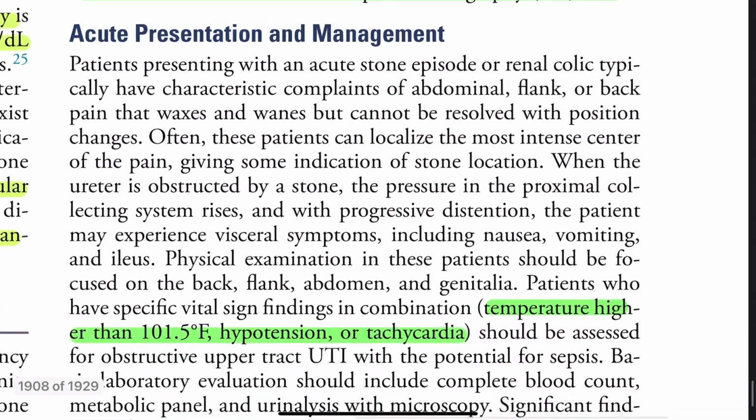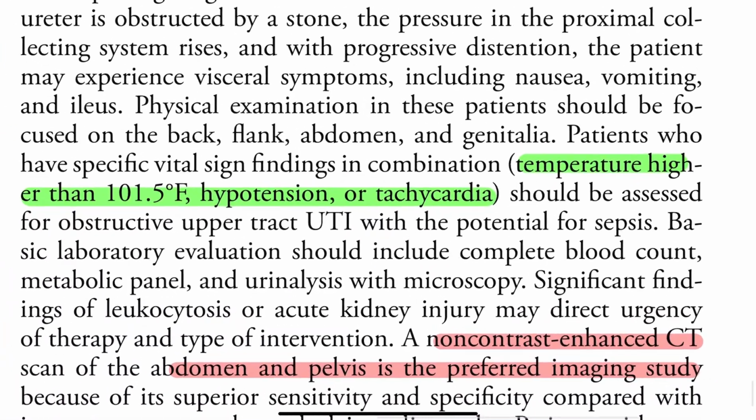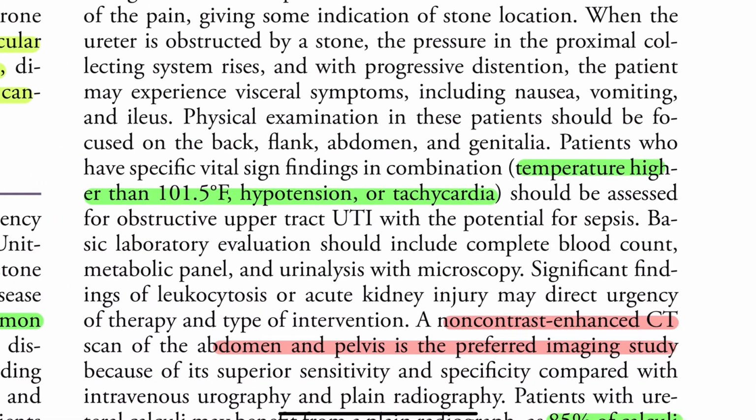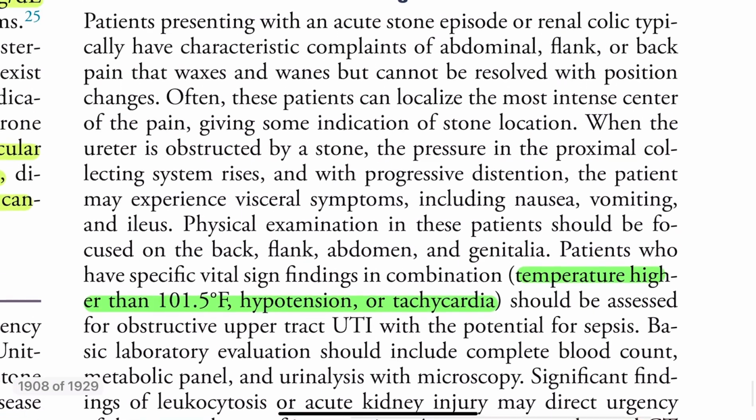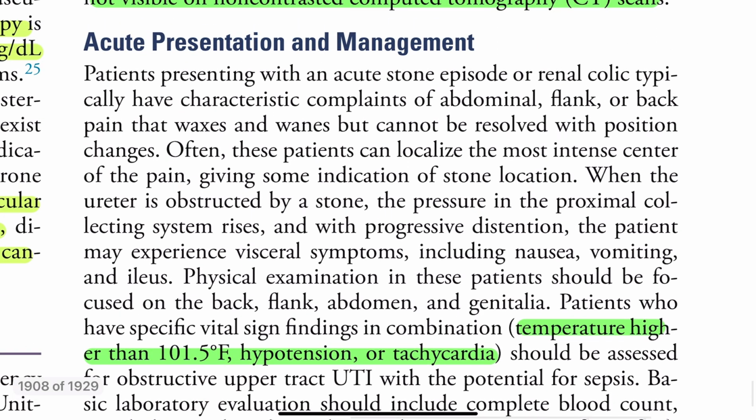So the patient presents with a high temperature more than 101.5 Fahrenheit, hypotension and tachycardia. The patient also comes with abdominal and flank or back pain that waxes and wanes, but cannot be resolved with position changes. Important.